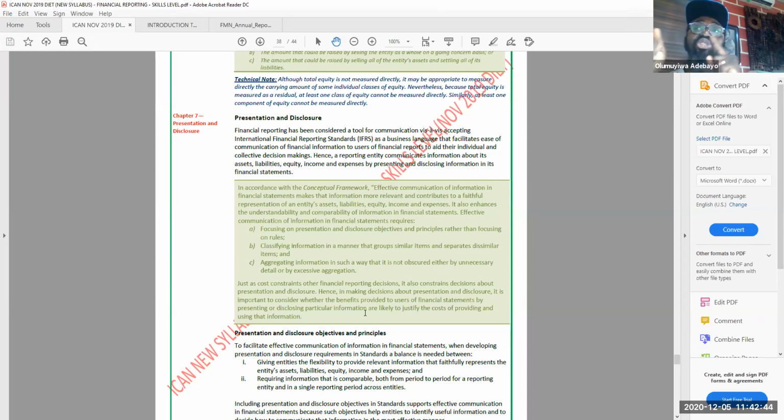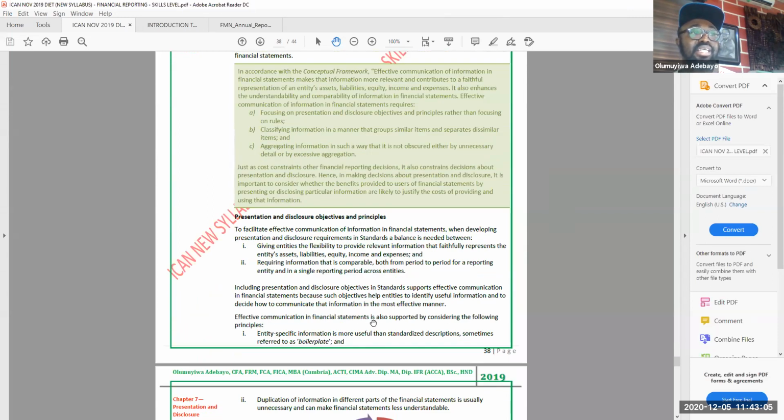Likewise, your level of disclosure, as earlier said, will increase the depth of reliability, increase the knowledge of the users, and provide sufficient information that will make the users have a better understanding and appreciation of the information contained therein.